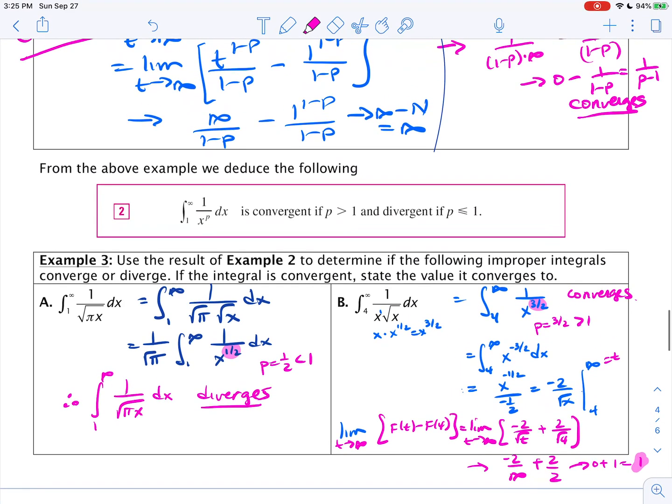Okay, so that does it for the very important property of the 1 over x to the p, and it will have huge ramifications with series tests in chapter 11.